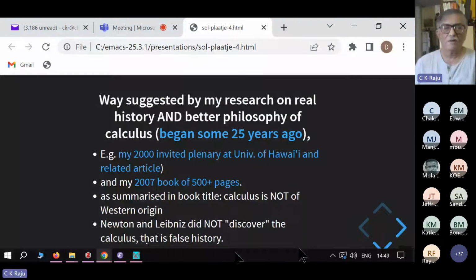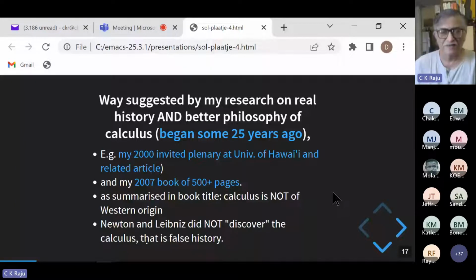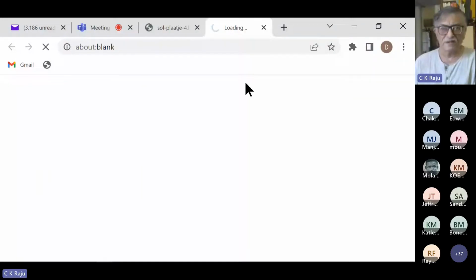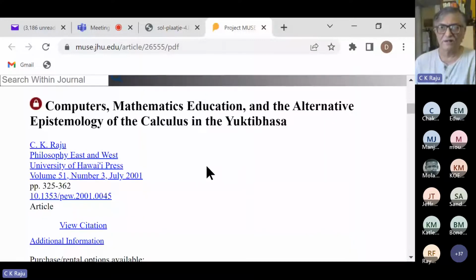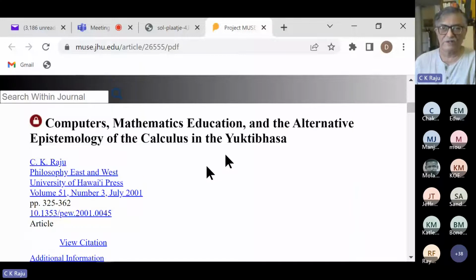So what is the way out? How to make it easy? This was suggested by my research on the real history and a better philosophy of calculus, which began some 25 years ago. This is an article in Philosophy East and West, which you can take a look at. It's a longish article. Of course, I can't go through it. I'm just showing you where it is.